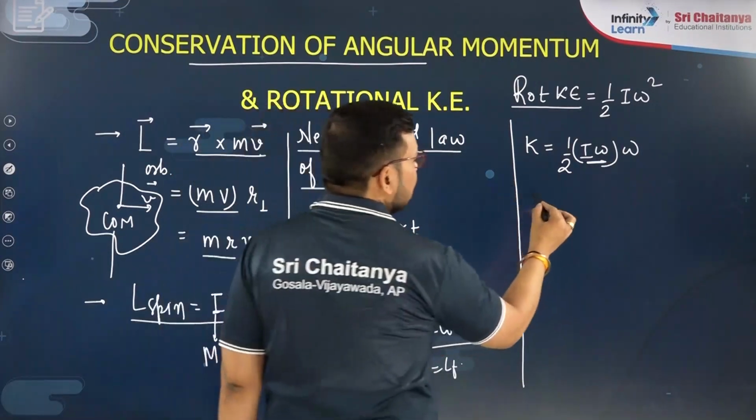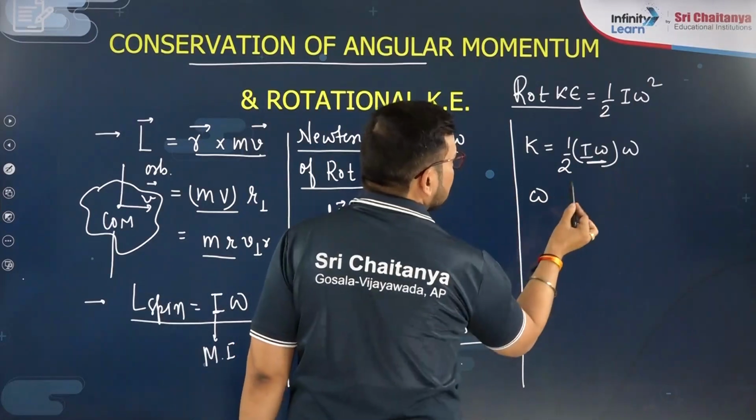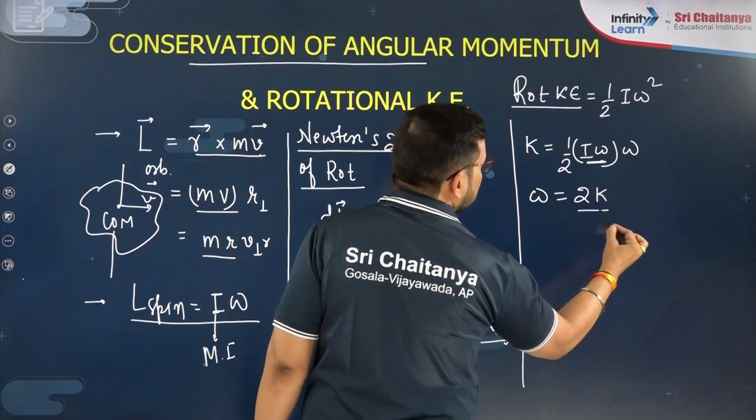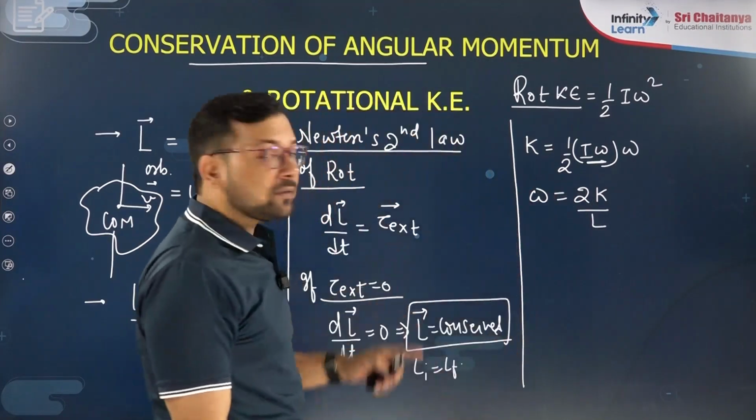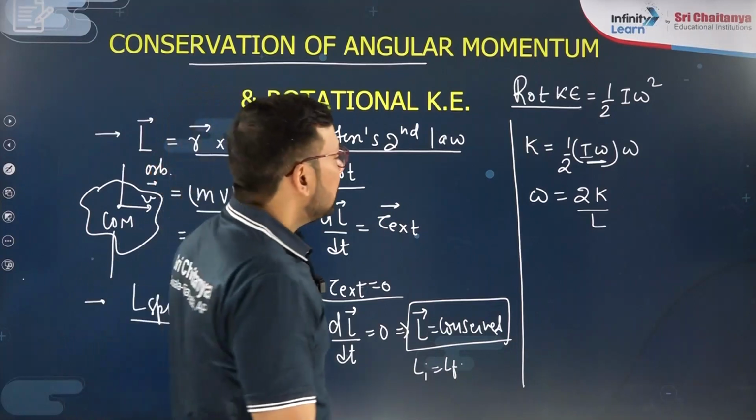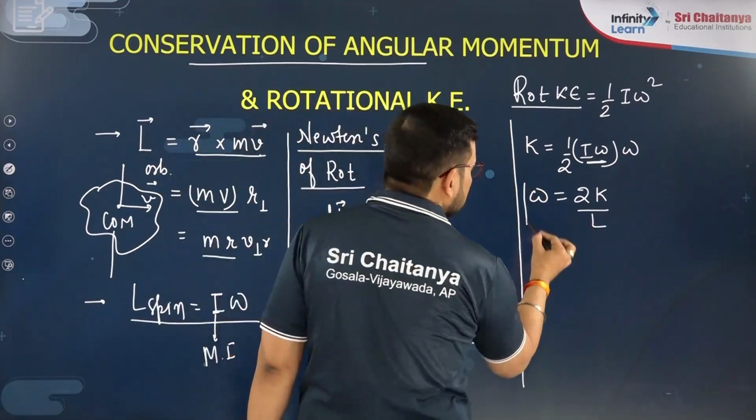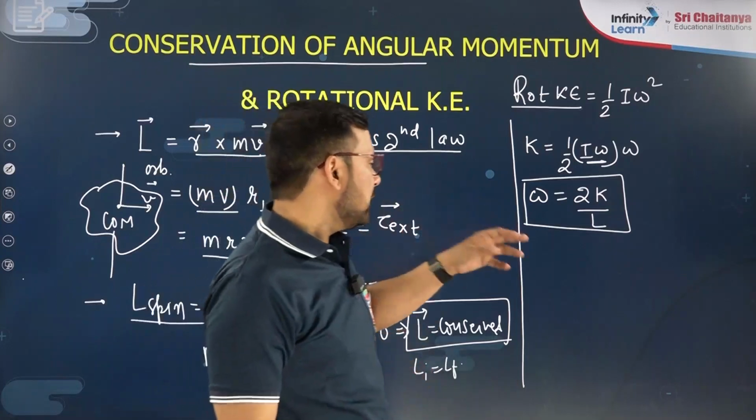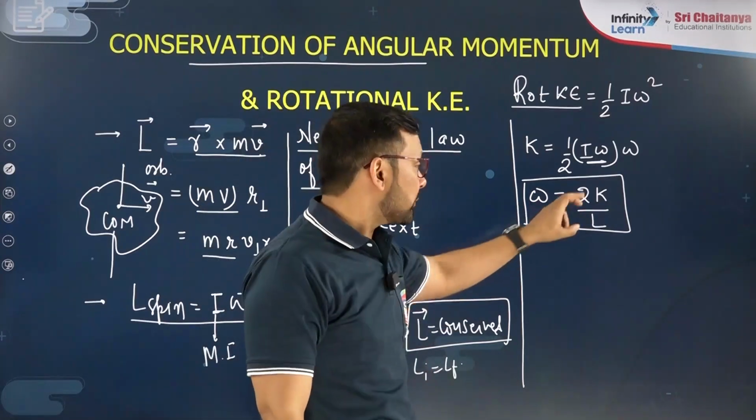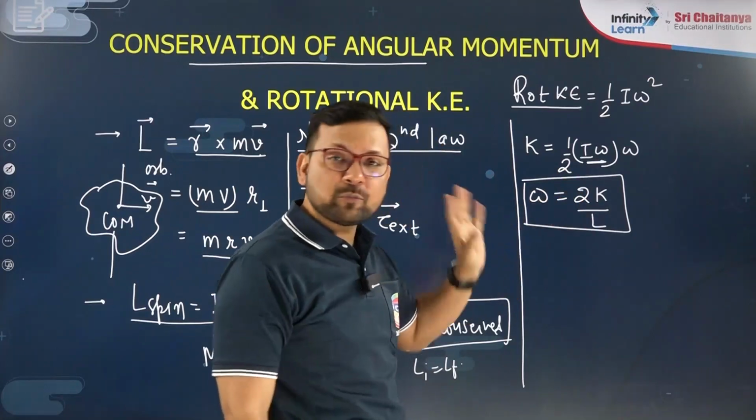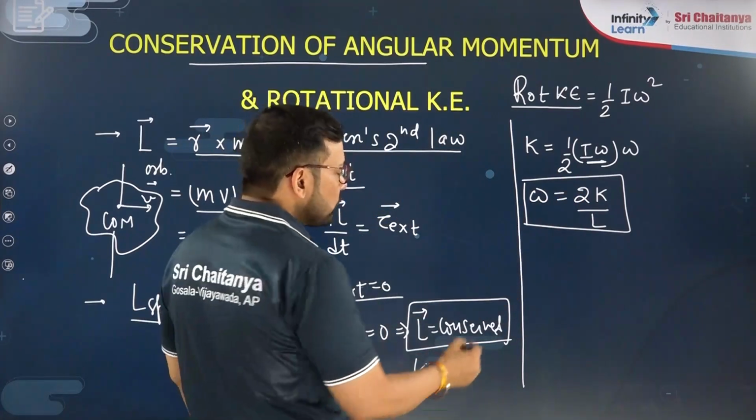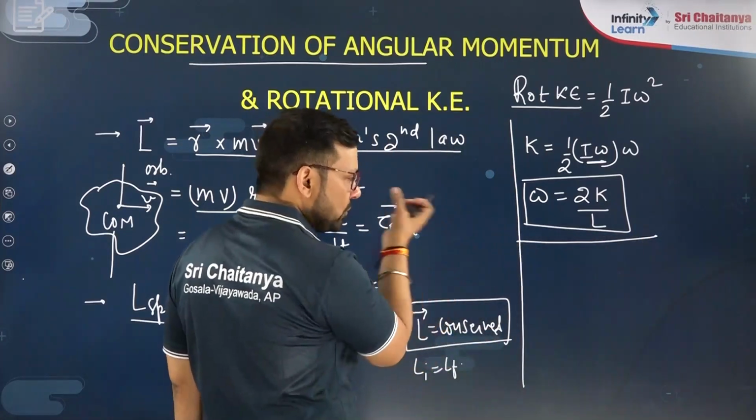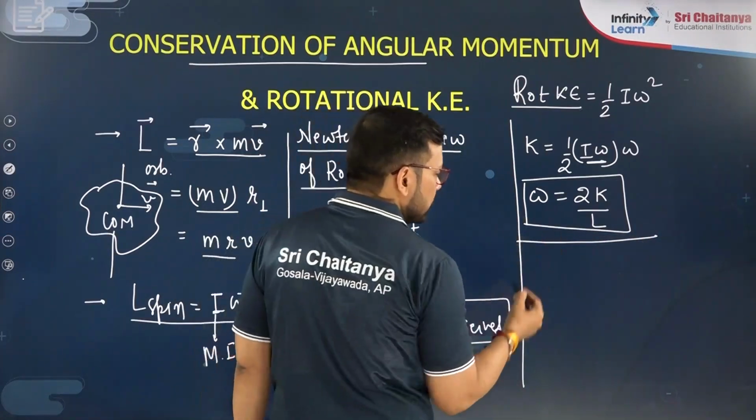So here we can write that omega is equal to 2K by L, where L is angular momentum. In this formula you can see three quantities we are relating: angular velocity, rotational kinetic energy, and angular momentum. And one more formula, do revise on that. Many questions are being asked and have already been asked. If you see PYQs, you will get it.